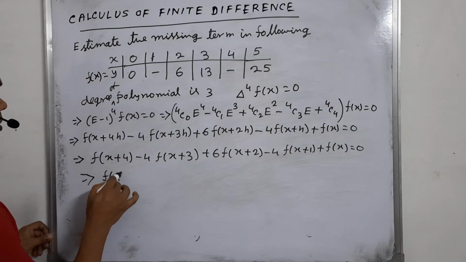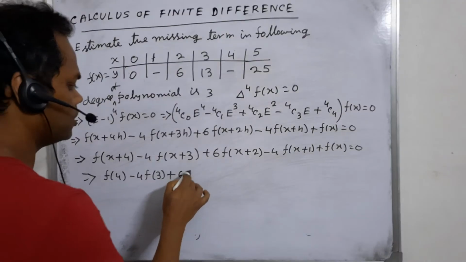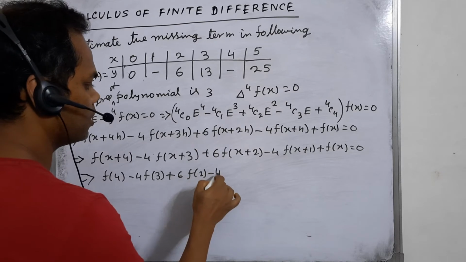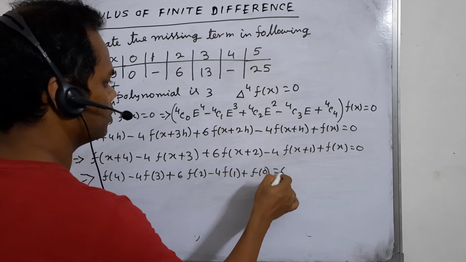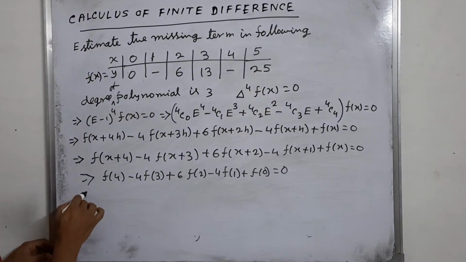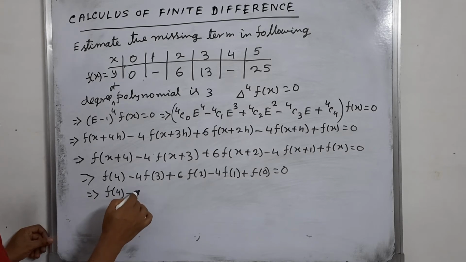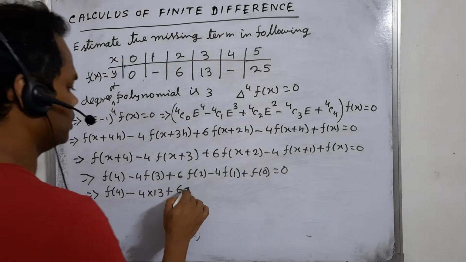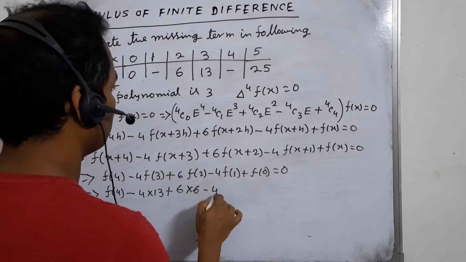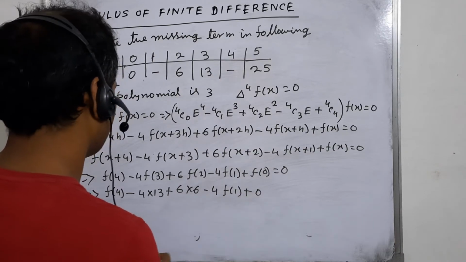Then f4 minus 4f3 plus 6f2 minus 4f1 plus f0 is equal to 0. So f4 is unknown, f3 is 13, f2 is 6, f1 is unknown, f0 is 0.